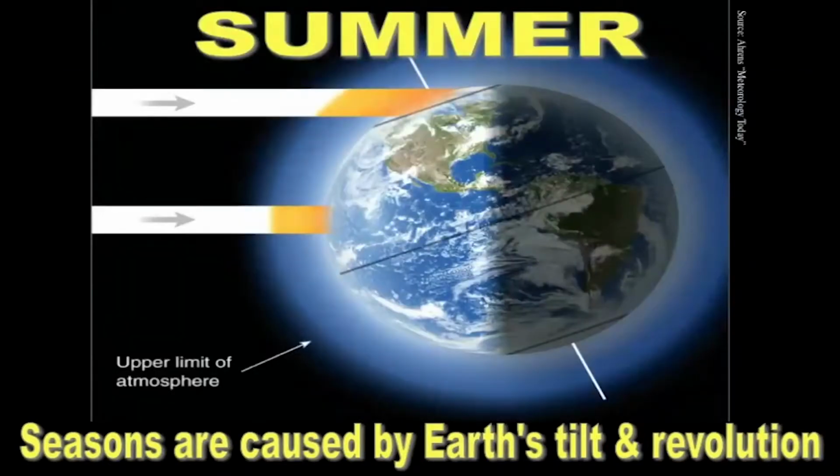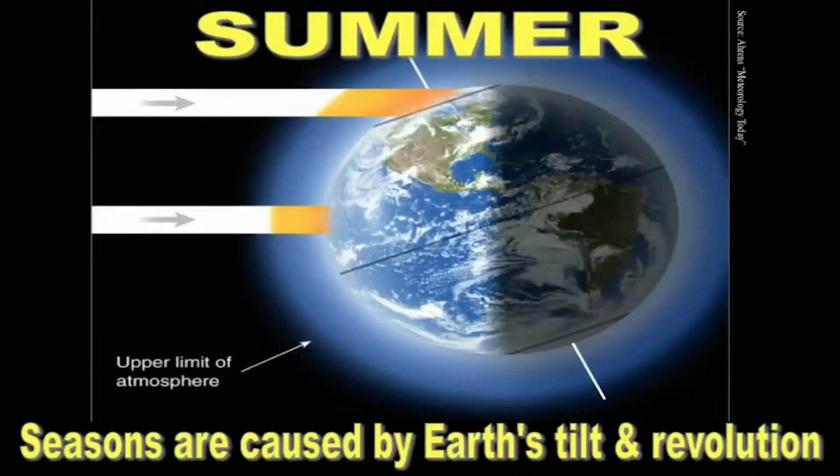The direct rays of the sun are shining on the Tropic of Cancer. Therefore, the warmest weather is at the Tropic of Cancer in the northern hemisphere. And those that live closest to the Tropic of Cancer are going to be warmer. The farther away you are from that main heat source, the cooler the temperature is going to be.